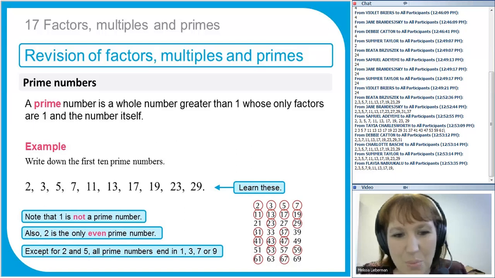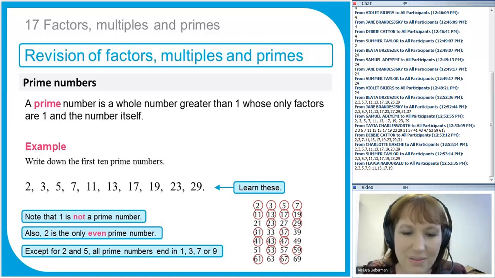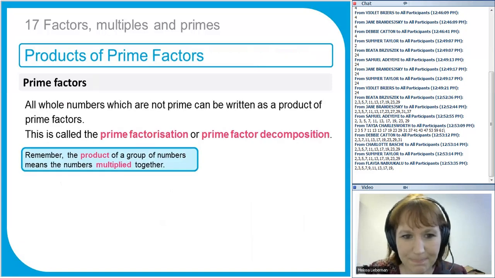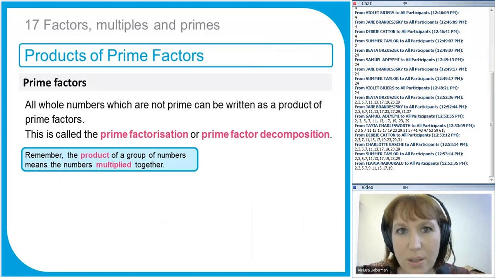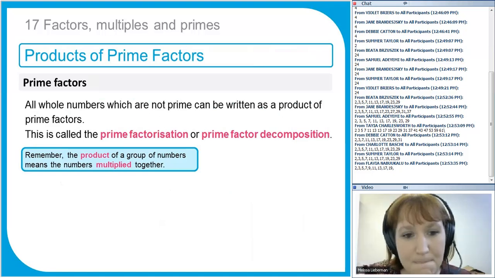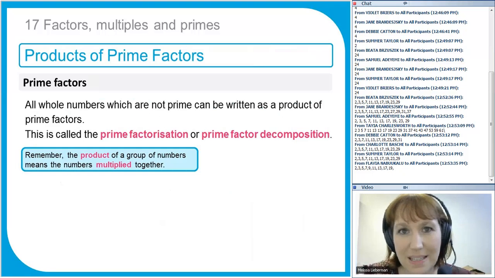In practice, you probably will only need the first 6 or 7 for this work on writing numbers as prime factors. So when we talk about the product of prime factors, remember that the word product, another word for you to learn, means numbers multiplied together. And I think a really nice way of writing numbers as products of prime factors is to use factor trees. It's just a way of splitting the number up. But you don't have to use factor trees if you want to break the number up in any other way.